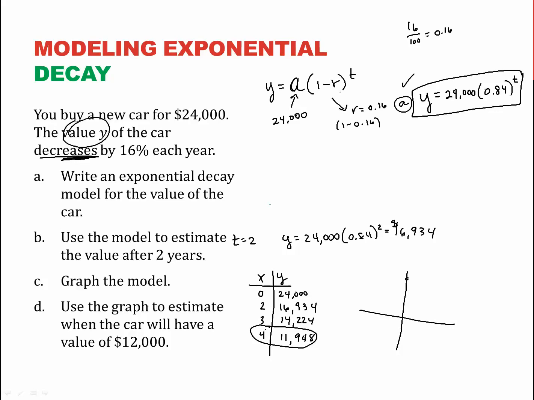0 is 24,000. 1, 2, 16,000. 3 is 14,000, 224. And 4 is 11,948. So it's a decay model that kind of looks like this. And you would be able to see that around time equals 4, it's 12,000.